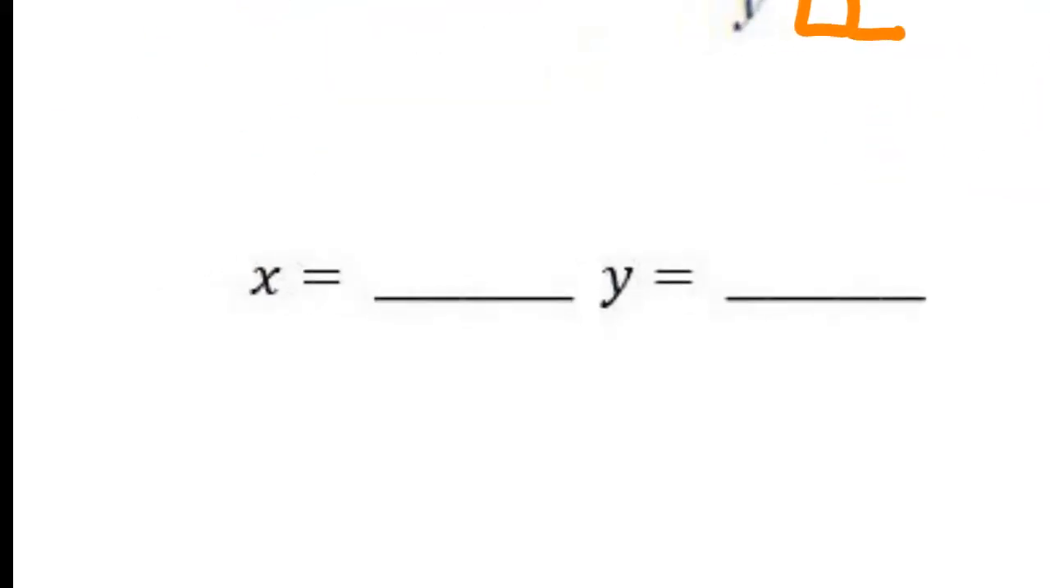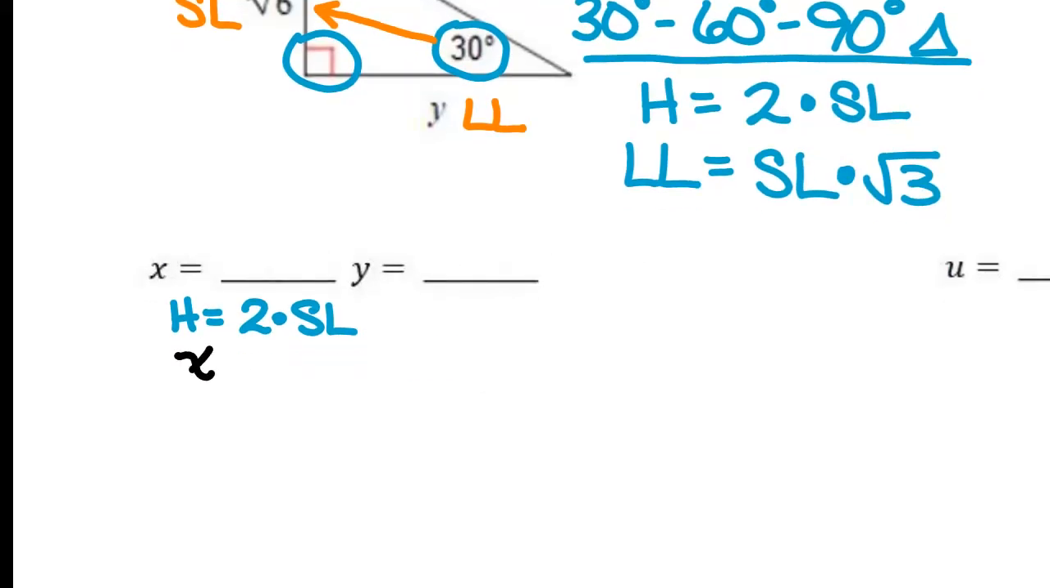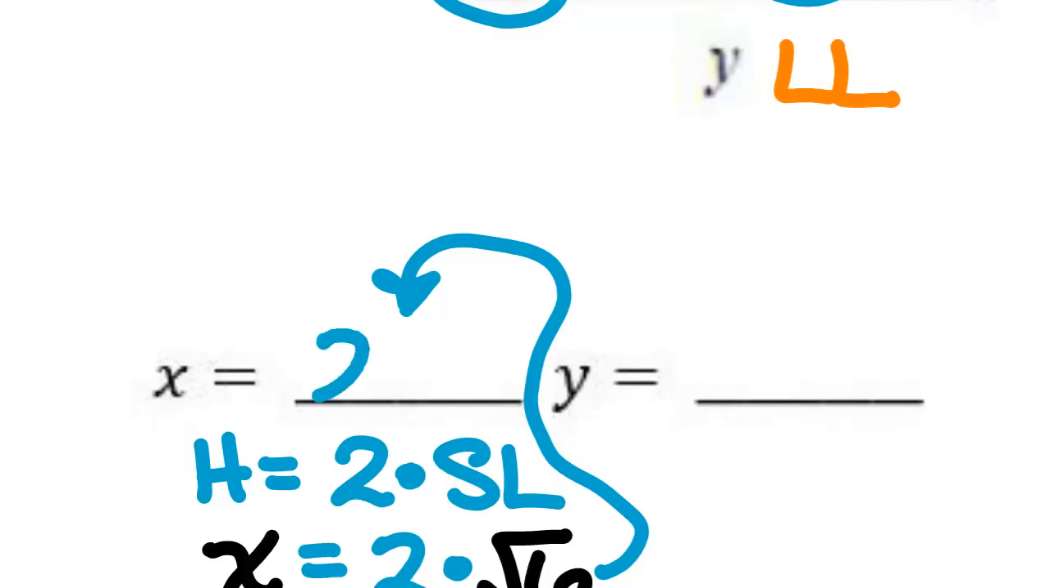First thing we want to find is x. x is the hypotenuse, so I'm going to use the hypotenuse rule. Hypotenuse equals 2 times the short leg. The hypotenuse is x, so I have x equals 2 times, how big's the short leg? Radical 6. That is as simplified as I can get this. The only thing I'm going to do is write it down without the multiplication symbol in between: 2 radical 6. That's my answer in radical form.